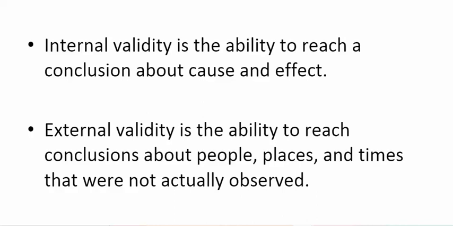And external validity is the ability to reach conclusions about people, places, and times that were not actually observed. It's the ability to make generalizations beyond what you've actually observed. So I wanted to give a real life example or real life situation for you to think about that I think will help you understand these terms.